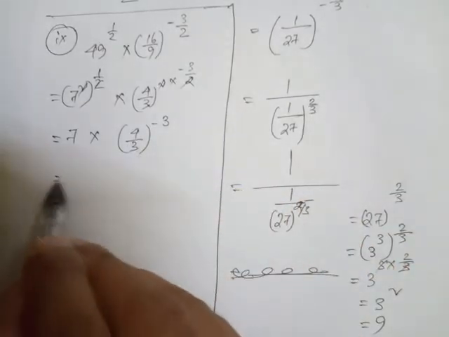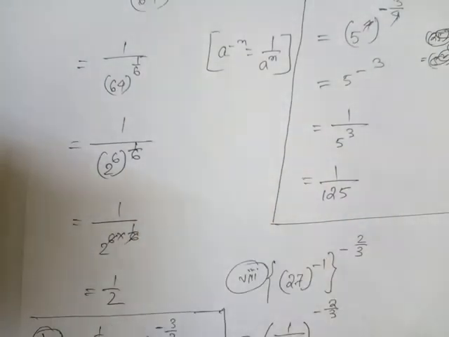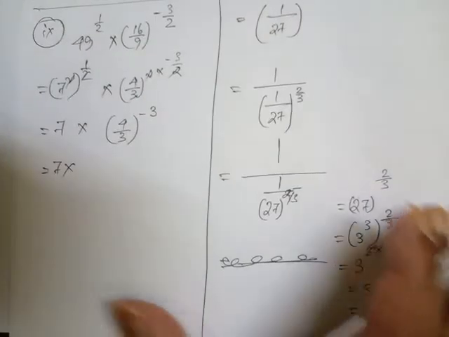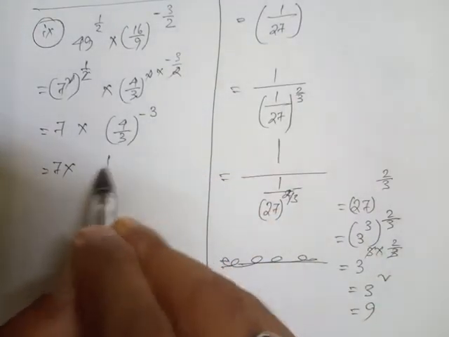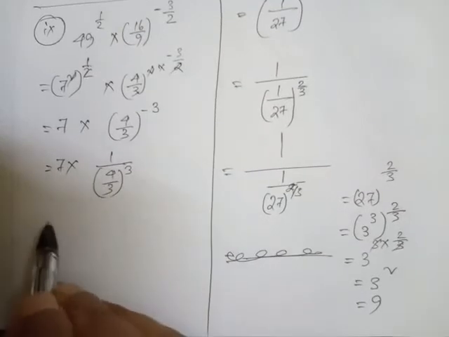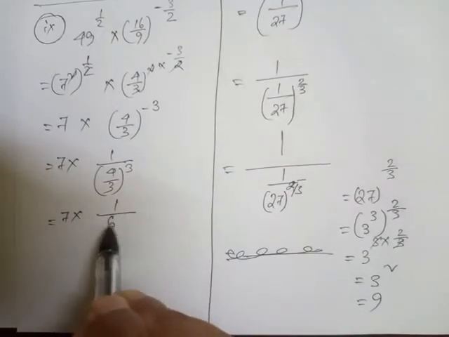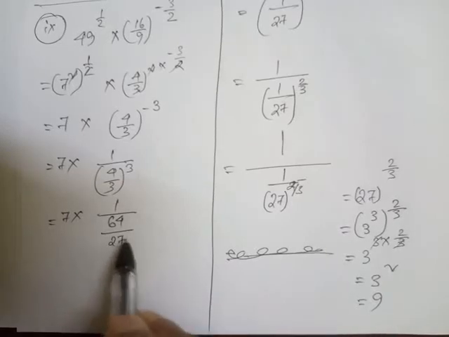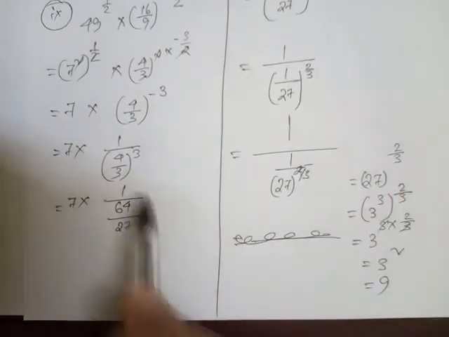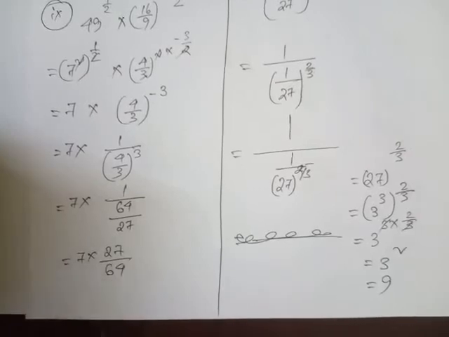Now we can use the formula that a to the power minus n is 1 by a to the power n. So if I use the formula here, 7 into 1 by 4 cube is 64 and 3 cube is 27. Now this will go on reciprocal, so 7 into 27 by 64.